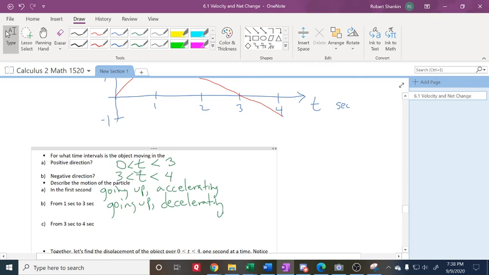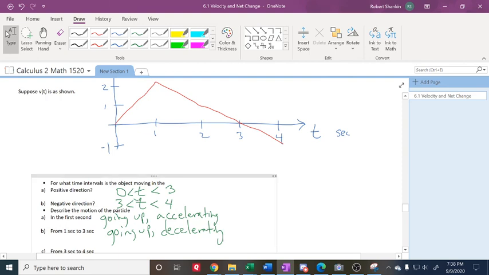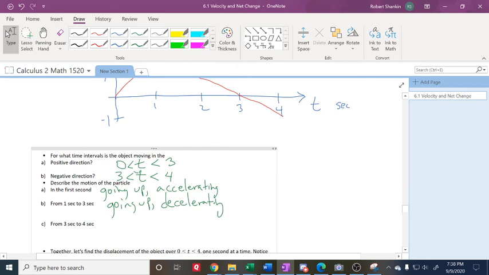Okay. All right. So from 3 to 4, you did pretty good by getting this far. From 3 to 4, well, what happened at 3? Well, its velocity is 0. What does it mean when a velocity is 0? It means it's standing still. And then after that, it is negative velocity. So if up was a positive direction, it's then going down. So it's going down. Now, instead of accelerating or decelerating, I'm going to say faster and faster.